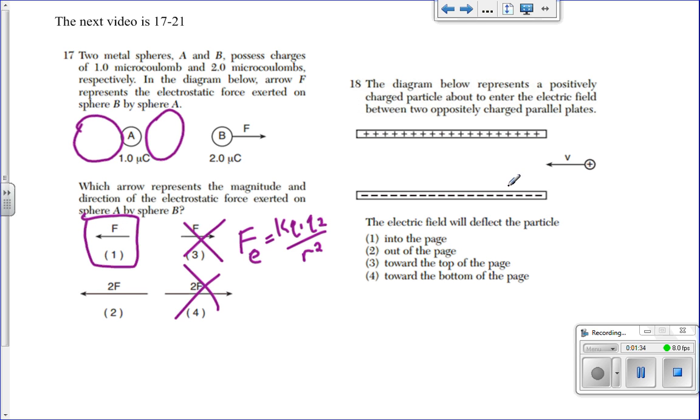For number 18 over here, you have a positively charged particle moving between these two plates, and really no one should get this wrong. If you put a positive particle right here, it's going to get attracted to the negative and repelled from the positive. It is going to move down, and that is definitely towards the bottom of the page. Okay, that's an easy one. Just make sure you read that it's positive.